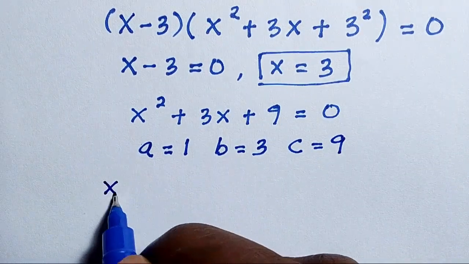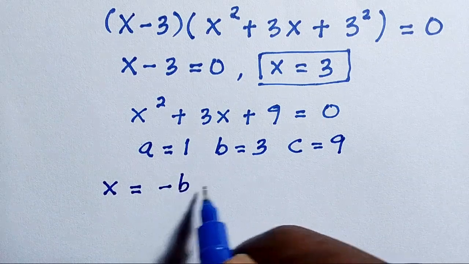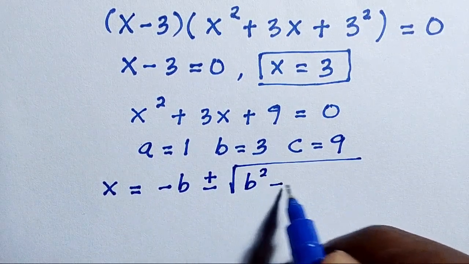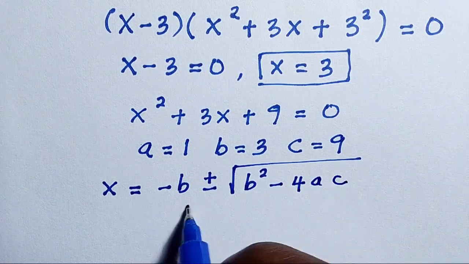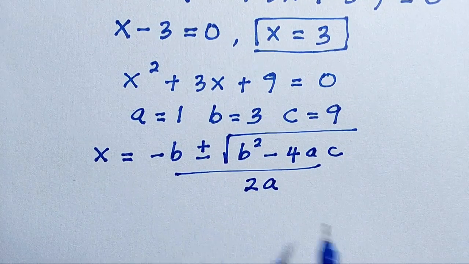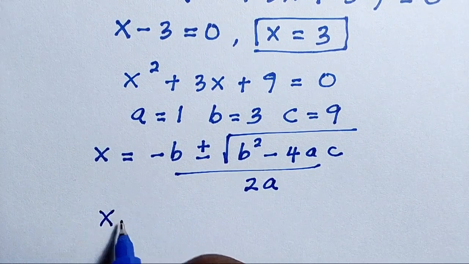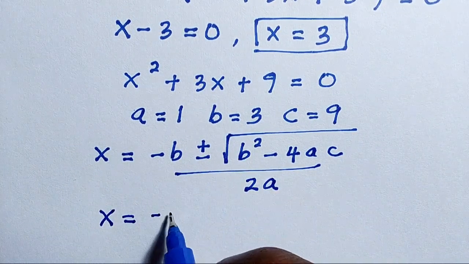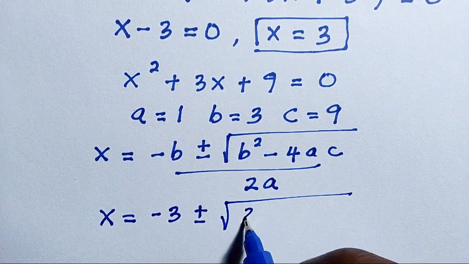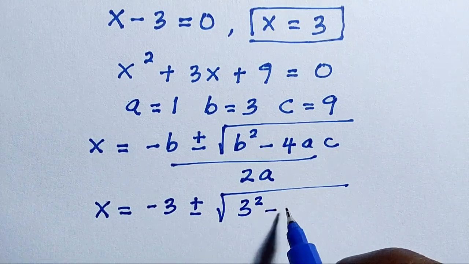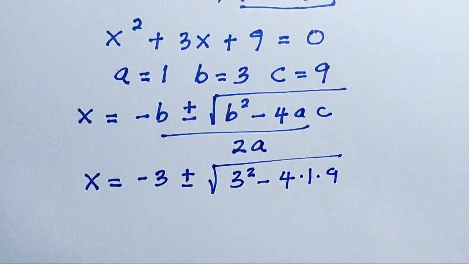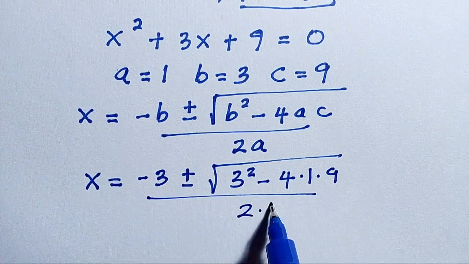We are going to substitute this in this formula, which is minus b plus or minus the square root of b squared minus 4ac, divided by 2a. Here is the quadratic formula, as we have x equals minus b, which is 3, plus or minus the square root of 3 squared minus 4 multiplied by 1 multiplied by 9, divided by 2 multiplied by 1.